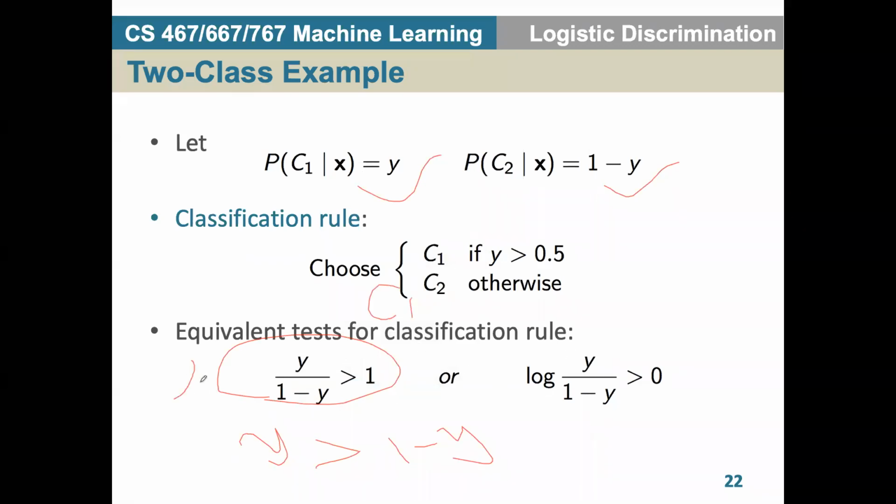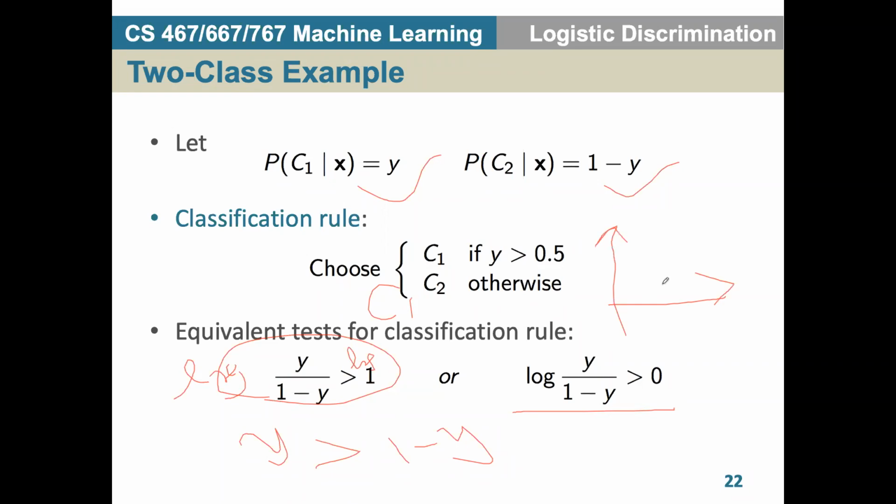Equivalently, you can also take the log of both sides, and you will get this. Because the natural log is positive when the value is larger than 1, your Y value is positive on this side. Any questions?